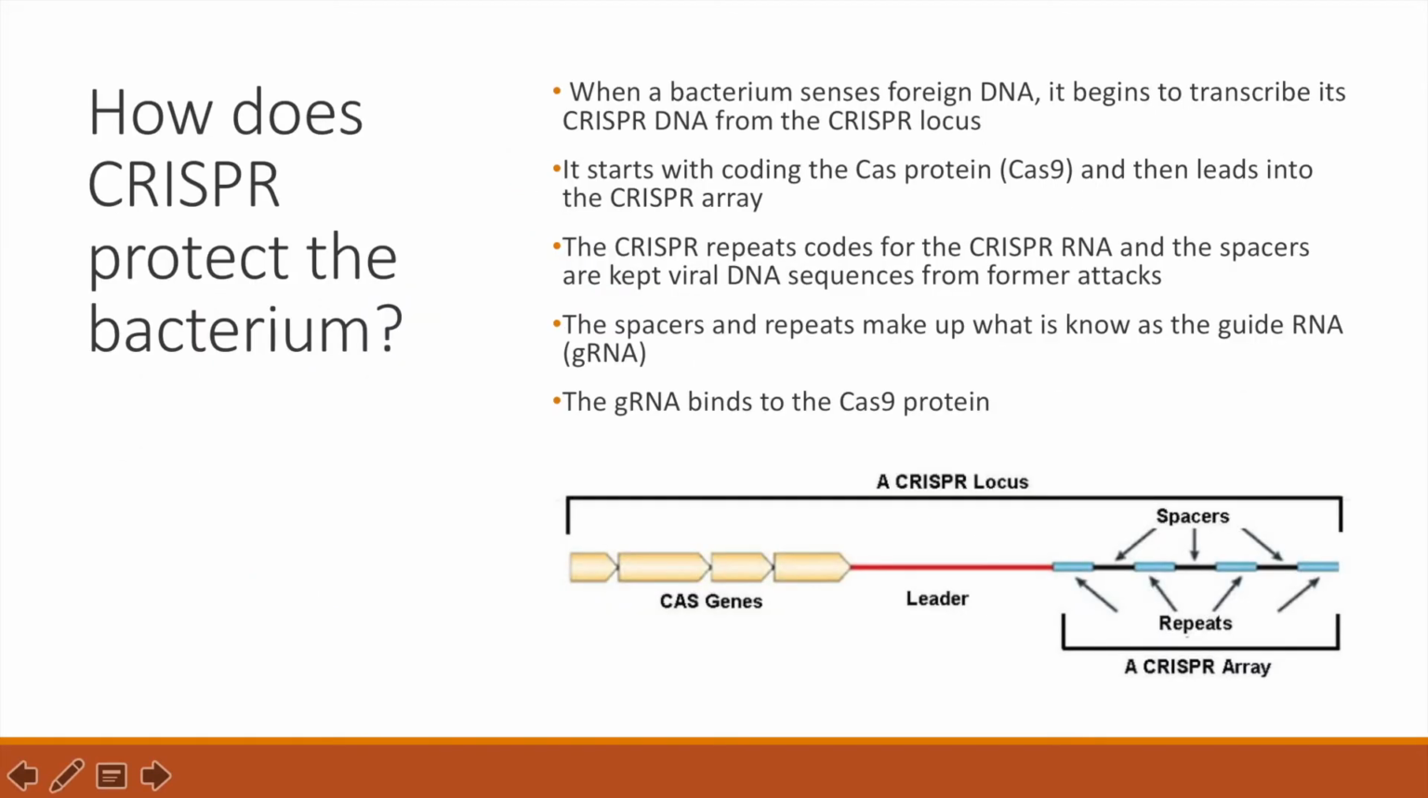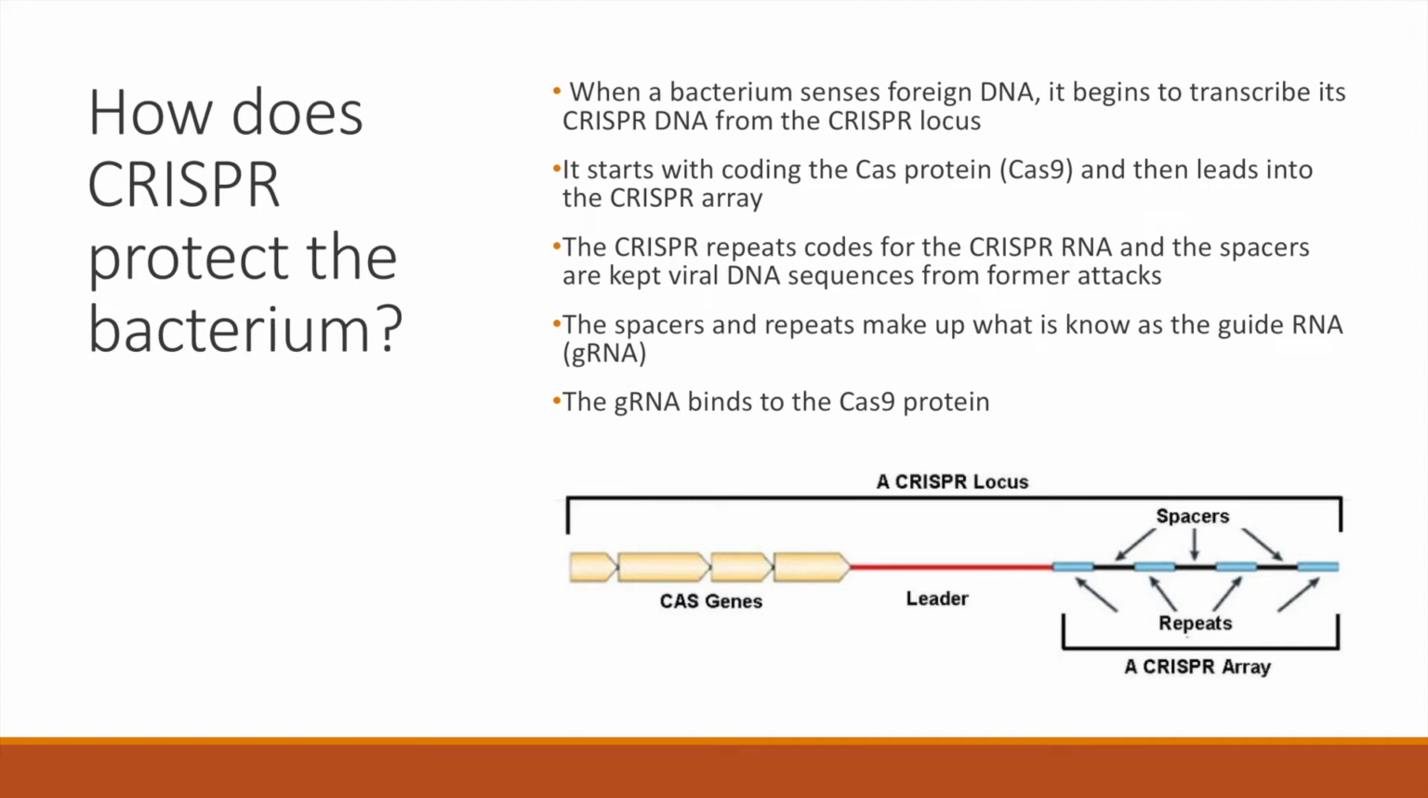How does the CRISPR protect the bacterium? When the bacterium synthesizes foreign DNA, it will begin to transcribe its CRISPR DNA from the CRISPR locus. It starts coding the Cas protein, so Cas9 in this case, that leads into the CRISPR array. The CRISPR repeats code for CRISPR RNA, and the spacers that are kept are the DNA sequences from former attacks.